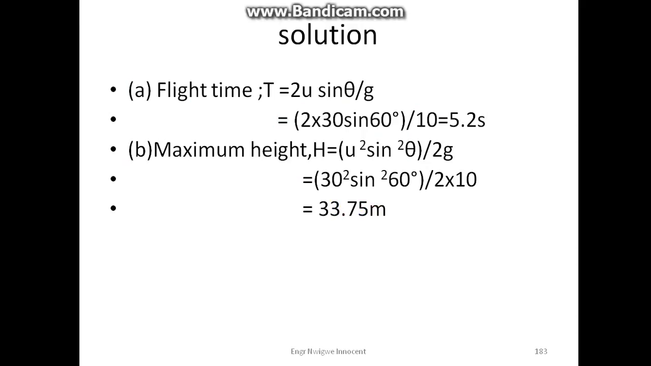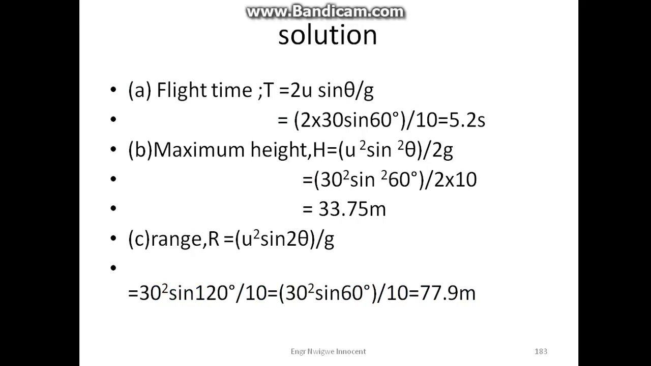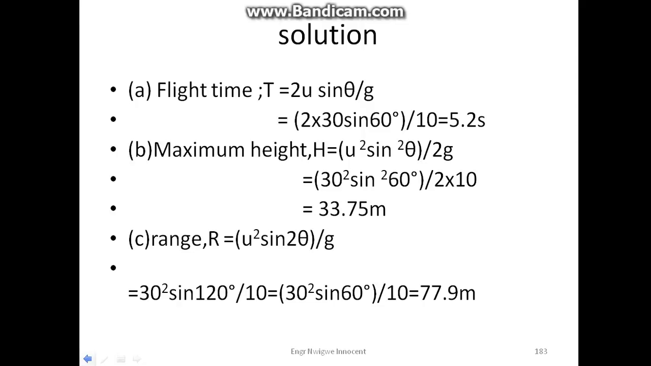C, the range R is equal to u squared sin 2 theta over g, which is now equal to 30 squared sin 120 degrees all over 10, which gives 30 squared sin 60 degrees all over 10, which now gives our range capital R as 77.9 meters.